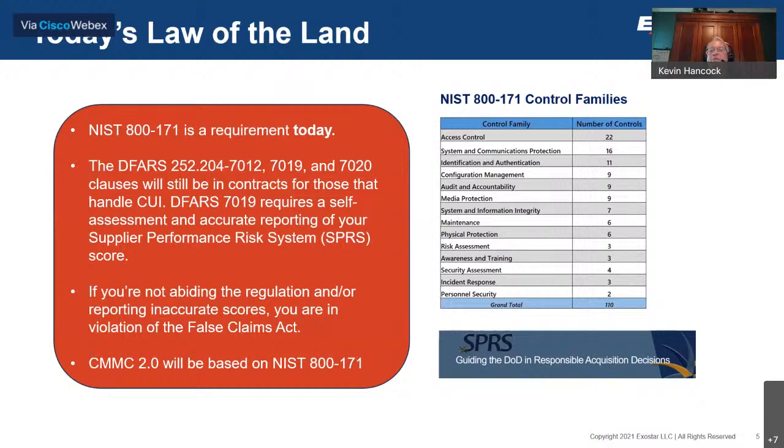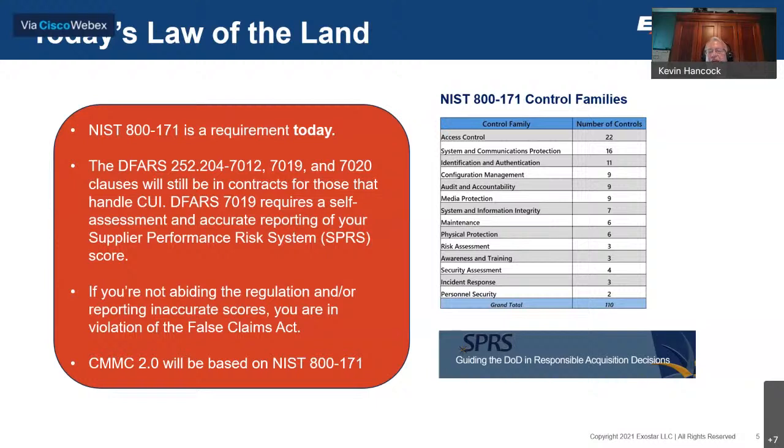So before I bring on Sam, I want to just reset everybody and go over where we are at today. So for today, the requirement is really NIST 800-171. That is the requirement that we have today. There's the DFARS clauses that govern the self-assessments, the SPRS score reporting, etc.